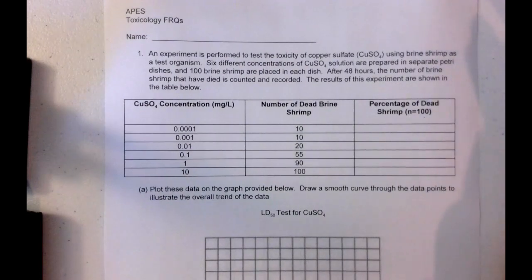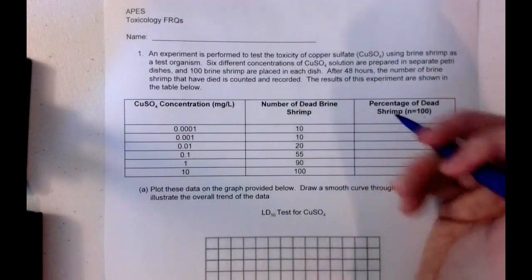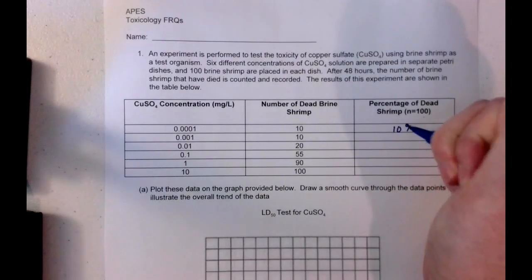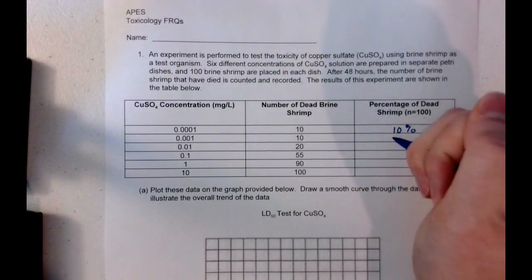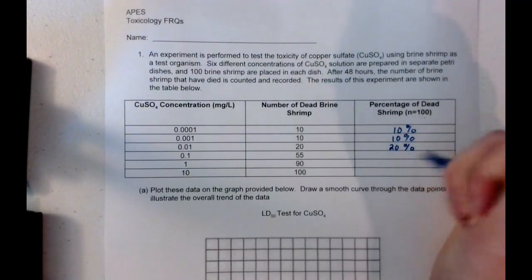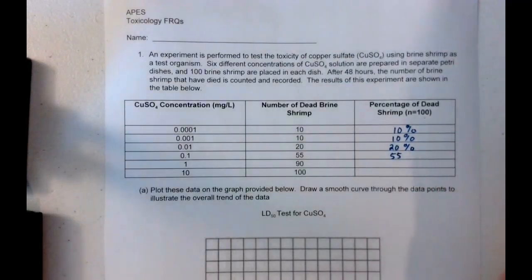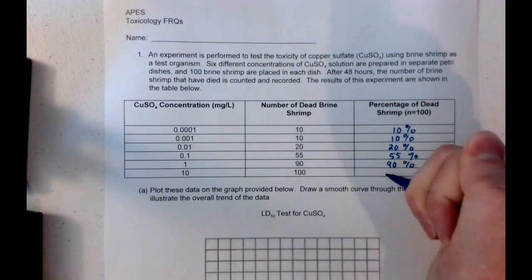So if you've already guessed, 10 divided by 100 times 100 is just going to be 10%. And if you want to do it on your calculator to prove it to yourself, then you can. So this is 10%, again this is 20%, this is 55%, this is 90%, and then this is 100%.